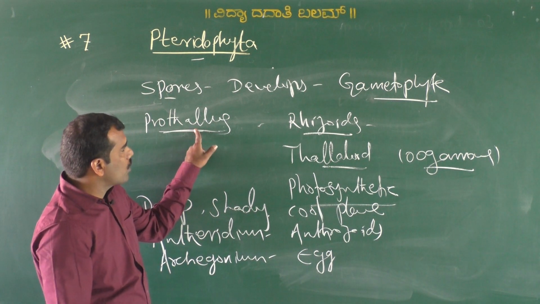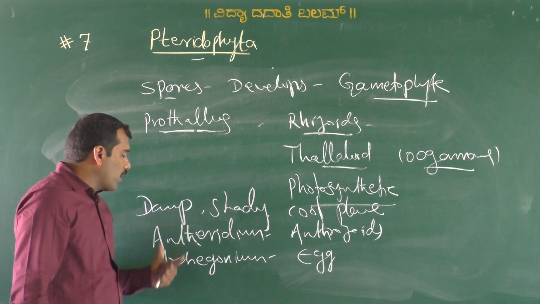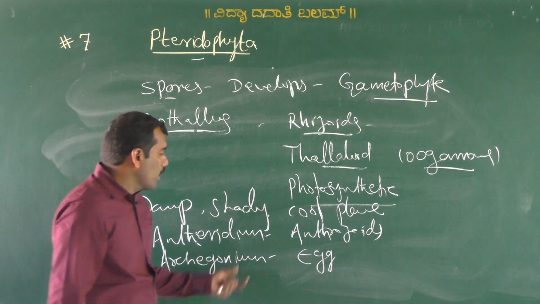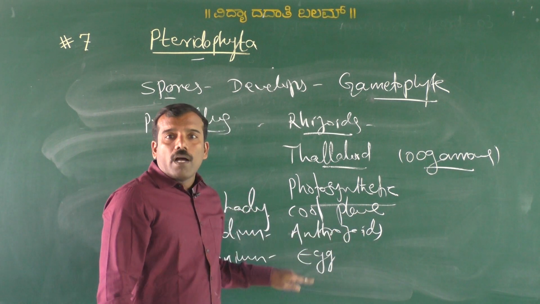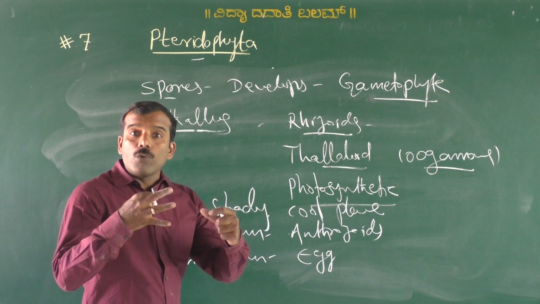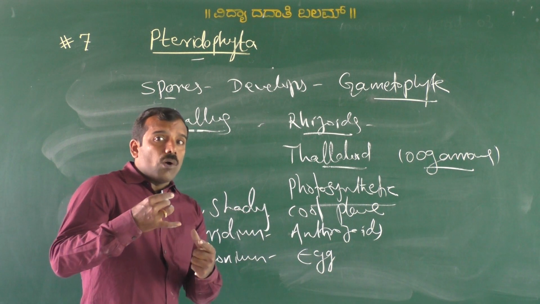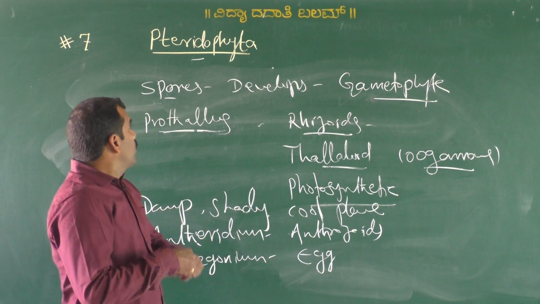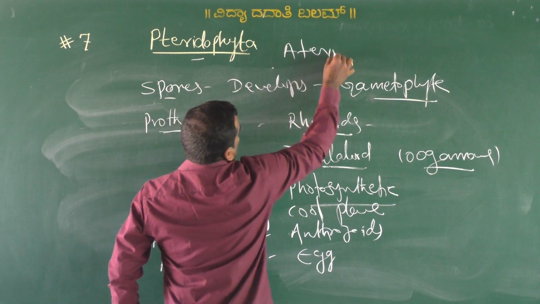So a prothallus is nothing but a gametophyte. They produce two sex organs, a male sex organ and a female sex organ. Male sex organ is antheridium, female sex organ is archegonium. Antheridium produces a male gamete, male sex cell called anthrozoids, and the female gamete is called egg. These two fuse to form zygote. That zygote once again develops into sporophyte. That means the pteridophyta also shows alternation of generation.